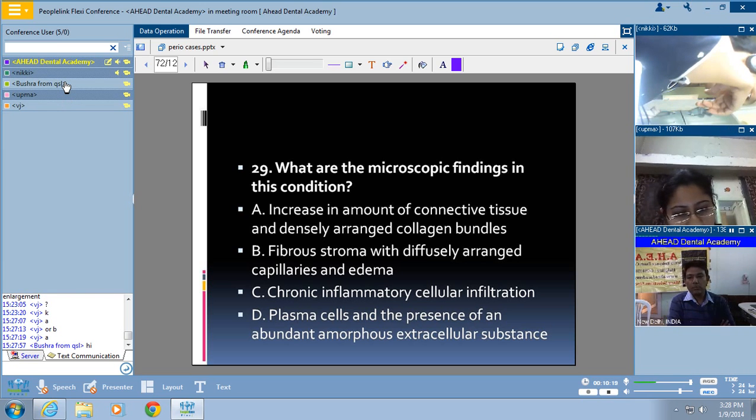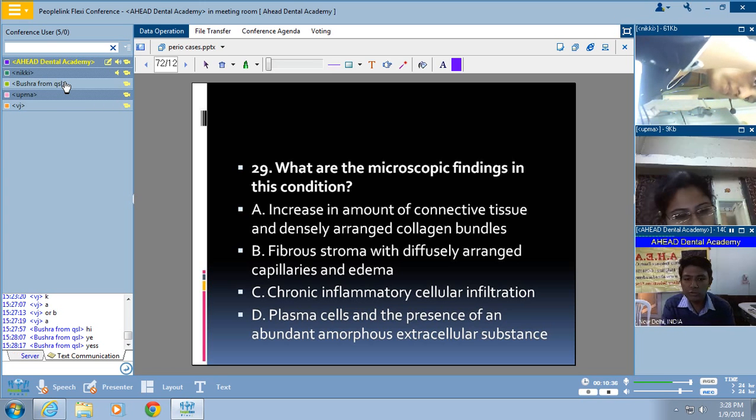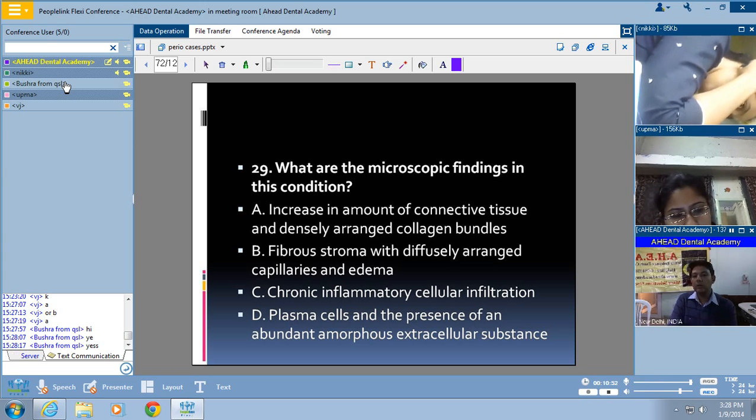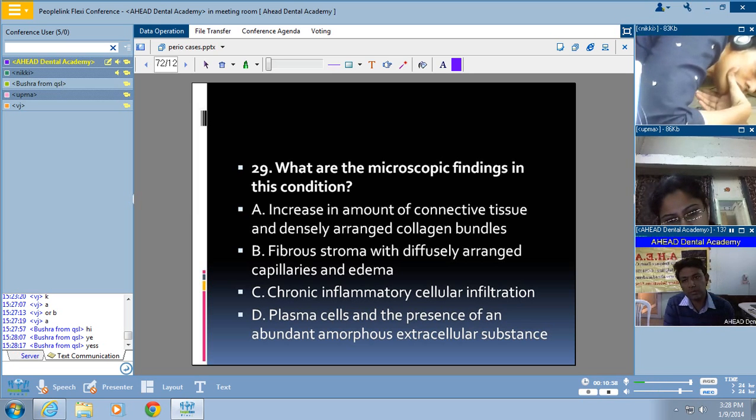Okay, yes, hi Bushra, you're back. Did you miss some of the conversation which took place? We're basically talking about gingival enlargements, and we're talking about drug-induced gingival enlargement because of cyclosporin. So the question is, what are the microscopic findings in this condition? Is it an increase in connective tissue and densely arranged collagen bundles, or fibrous stroma with diffusely arranged capillaries and edema, or chronic inflammatory cellular infiltrate of plasma cells in the presence of abundant amorphous extracellular substance?